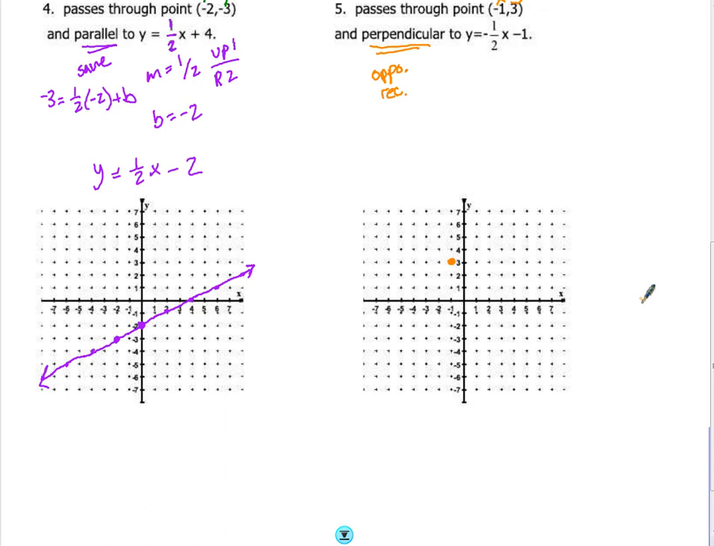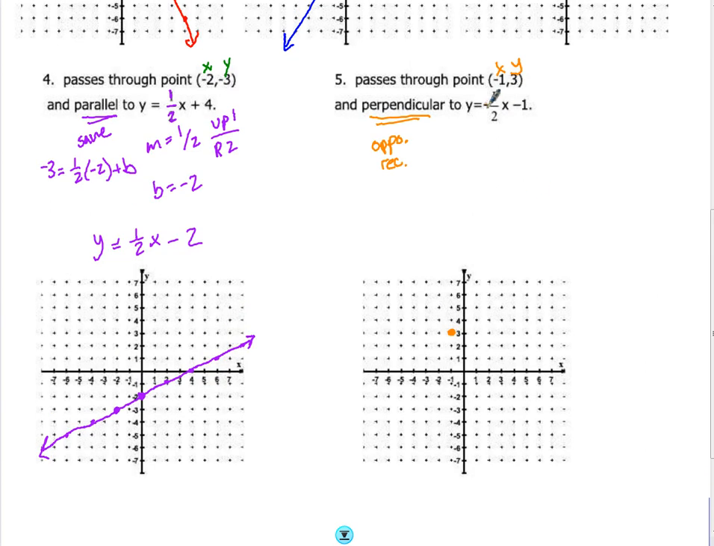Now the slope they gave me was negative 1/2. So opposite reciprocal tells me I take negative 1/2, I make it 2 over 1, and it goes from negative to positive. So my new slope is 2, meaning that I'm going to go up 2 and right 1, up 2, right 1, or down 2, left 1. Either way, I get an equation of a line that looks like this.